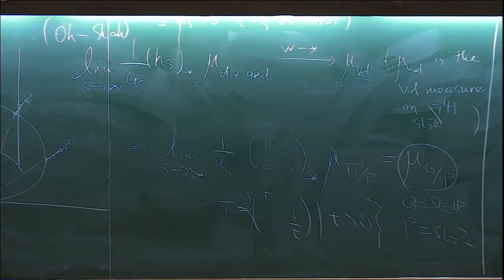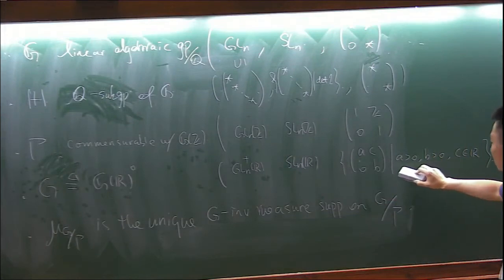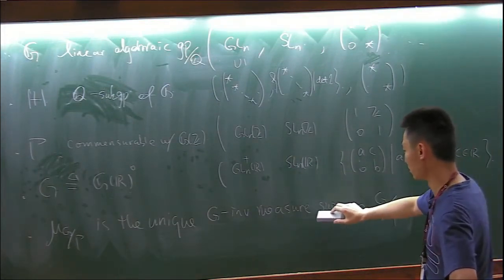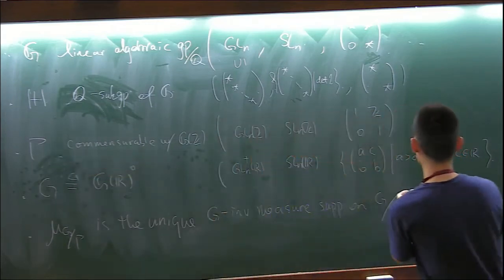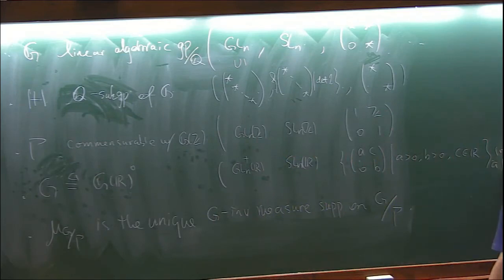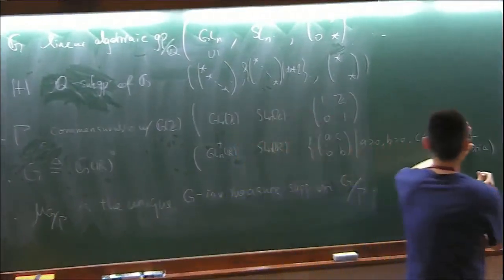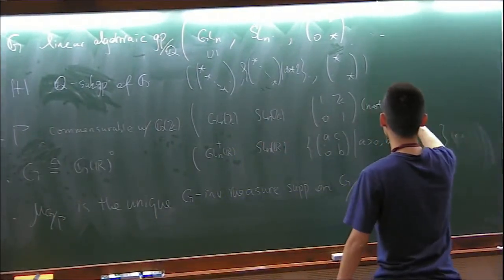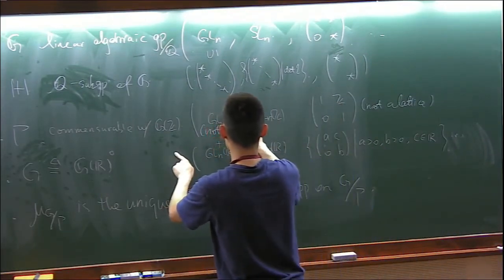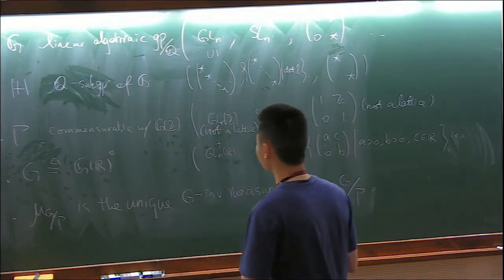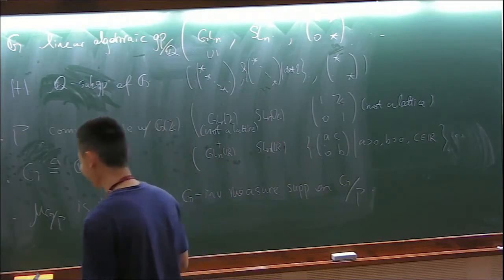No, I don't want gamma to be just commensurable with G(Z). So this is not a lattice. And this is also not a lattice. And this is not a lattice. I don't care. But I want to live inside the world of linear algebraic groups. That's what I want.